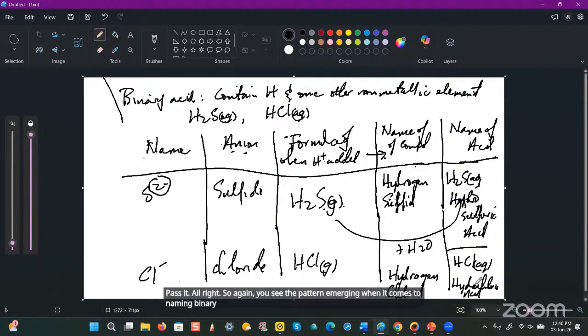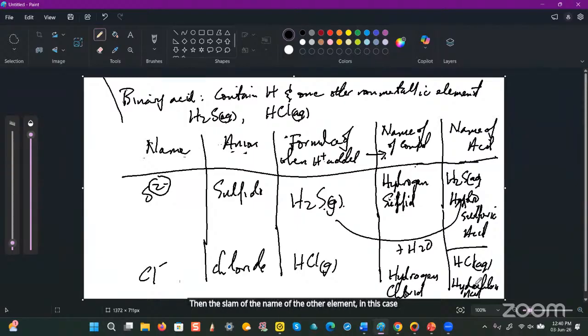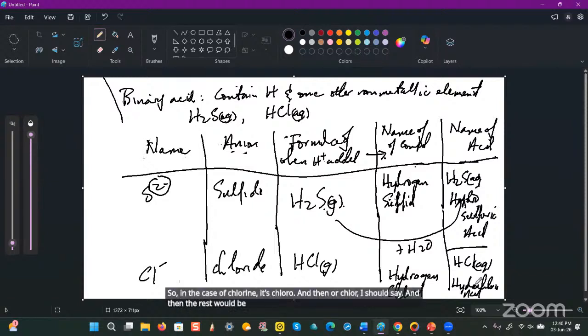The name starts off with hydro first, then the stem of the name of the other element. In this case, it was sulfur. In the case of chlorine, it's chlor. And then the rest would be ic acid. So it's hydro, stem of the name of the other element, and then ic acid, all right? So that's basically how you go about naming binary acids.